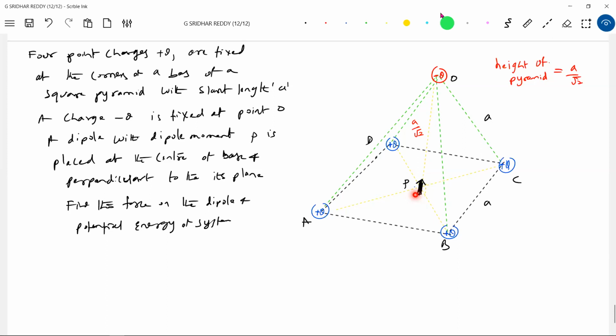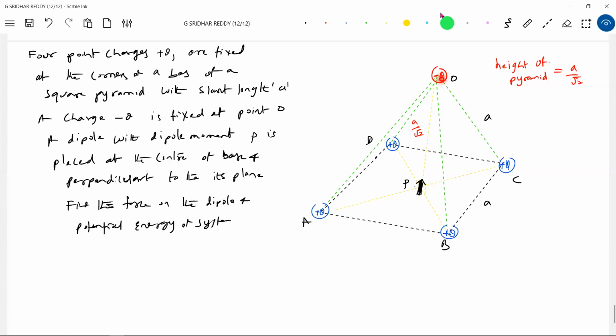So what shall we do? We'll calculate the field due to individual point charges at the location of the dipole. But again, it's a short dipole and we don't have any other information. So what shall we do now? Shall we calculate the force exerted by all these 5 point charges due to the dipole? There will be a mutual force.